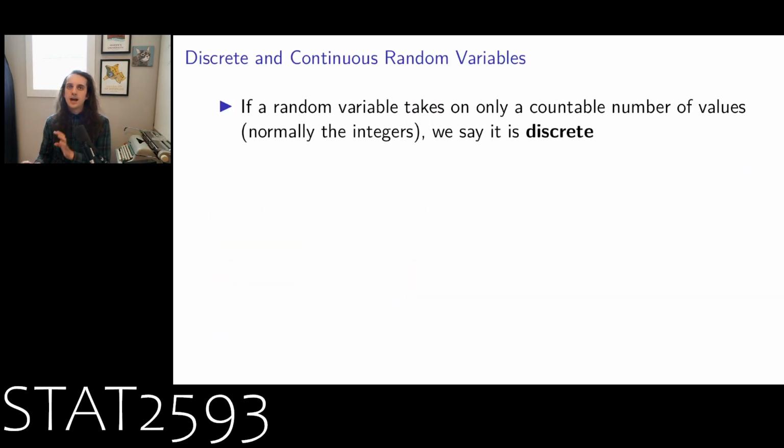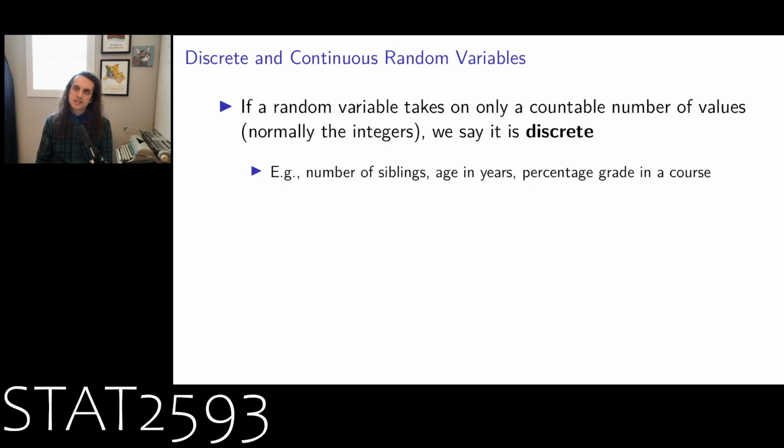Now, we have discrete and continuous data. We're also going to have discrete and continuous random variables. If it can only take on a countable number of values, and normally this will be the integers, then we say it's discrete. So if you're going to count up how many books an individual took out, that's going to be discrete because it's going to be 0, 1, 2, and so on. Some examples that might come up: the number of siblings that an individual has, age if you're measuring it in years, or a percentage grade in a course where there are no fractional measurements. These are all going to be discrete measurements.